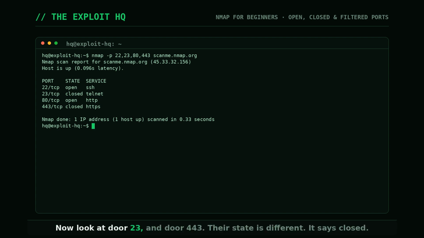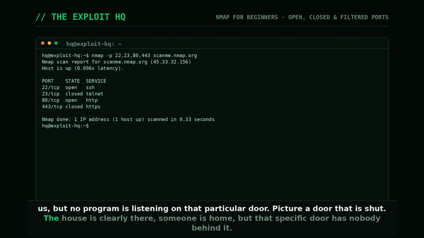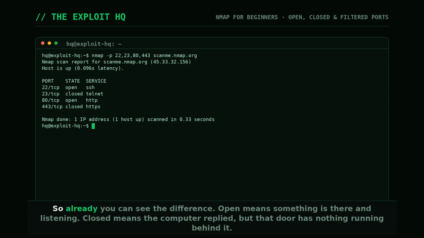Now look at door 23 and door 443. Their state is different. It says closed. Closed does not mean the computer is missing. It means the computer answered us, but no program is listening on that particular door. Picture a door that is shut. The house is clearly there, someone is home, but that specific door has nobody behind it. So already you can see the difference. Open means something is there and listening. Closed means the computer replied, but that door has nothing running behind it.